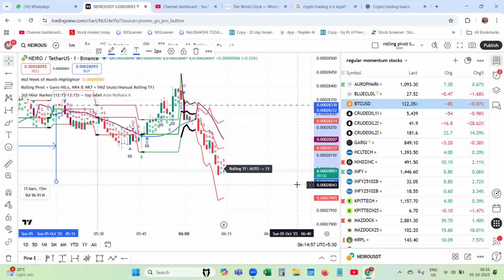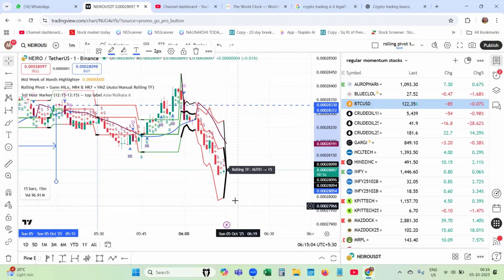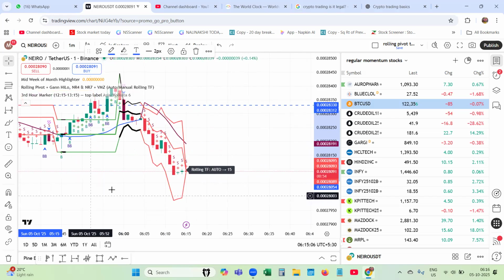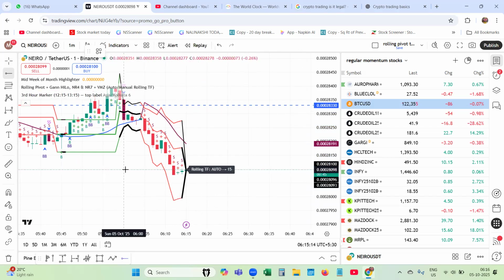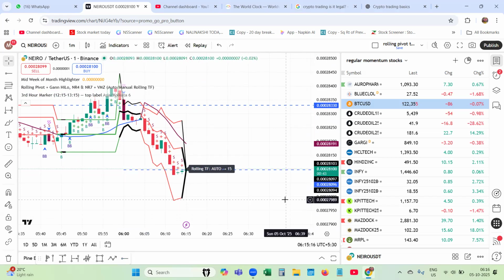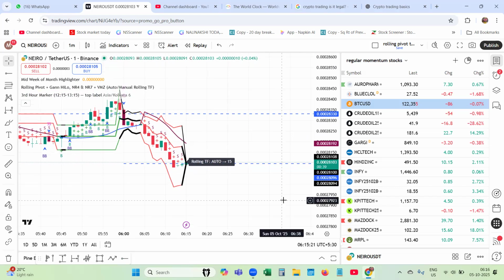Let us see, because all are in red. See the web bands. Yes, you can see over here they converged in a black color. Black color means it is neutral. So immediately what you need to do is mark this, and you need to trade.